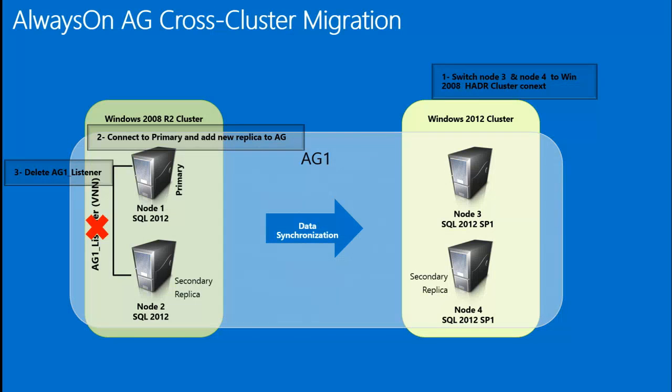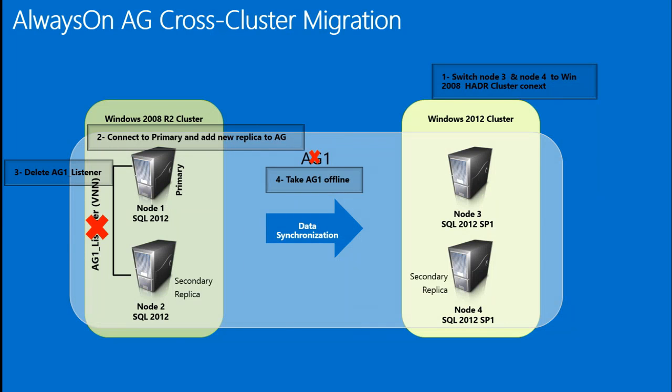The listener in AlwaysOn is the virtual network name. The application uses that virtual network name to connect to my availability group, so when I fail over from one node to another, it doesn't matter where my databases live; it is still connected to that virtual network name. But because now I want to switch that virtual network name to the new cluster, the first thing I have to do is delete the listener, which is the virtual network name.